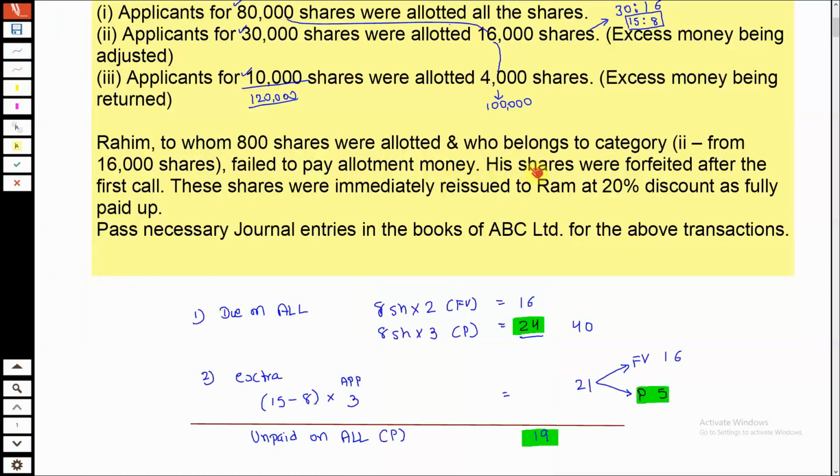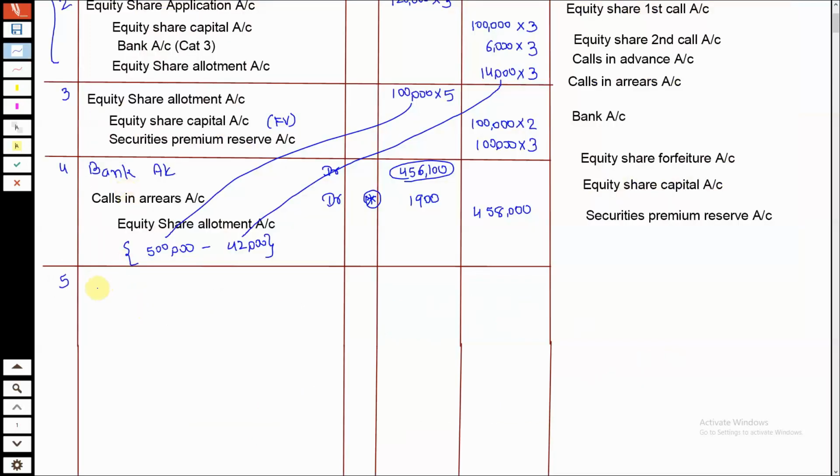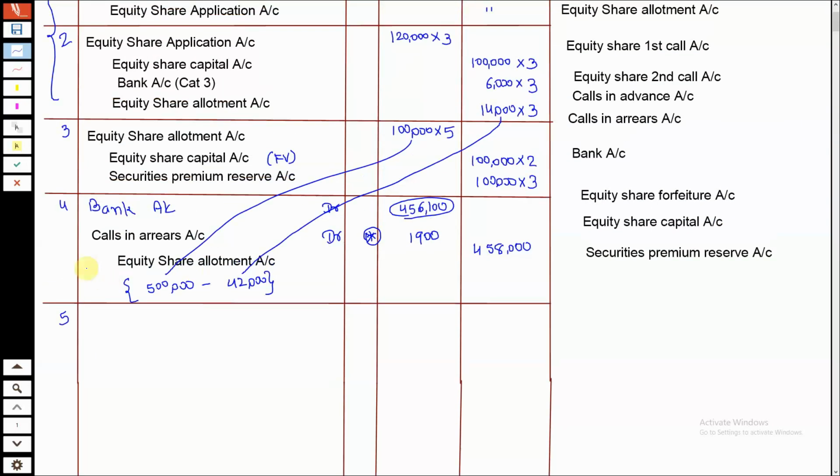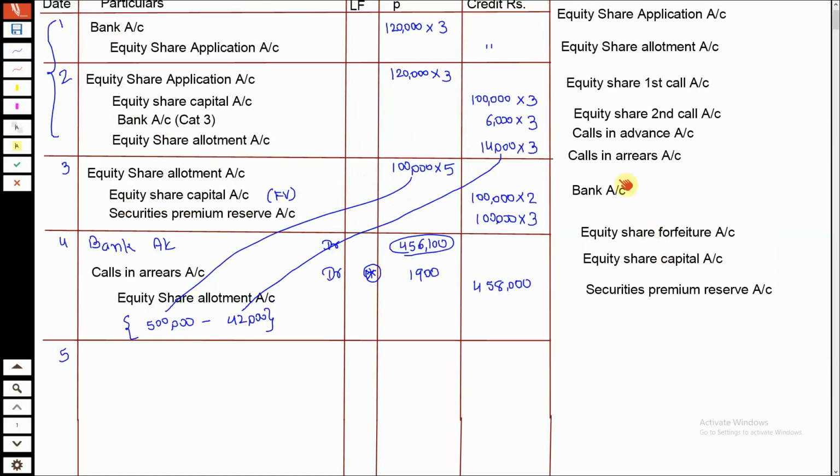देखो क्वेश्चन में लिखा था कि ही शेयर्स वेयर फोर्फिटेड आफ्टर द फर्स्ट कॉल. इट मीन्स रहीम भाई ने फिर से फर्स्ट कॉल के पैसे नहीं पे किए होंगे. फोर्फिटेड मीन्स कैंसल्ड, तो उसके शेयर्स इज गेटिंग कैंसल्ड आफ्टर द फर्स्ट कॉल. तो वी नीड टू फर्स्ट ऑफ ऑल डिमांड द मनी फॉर द फर्स्ट कॉल. एंट्री विल बी सिमिलर टू दिस. अलॉटमेंट की जगह पर वी विल यूज द फर्स्ट कॉल.